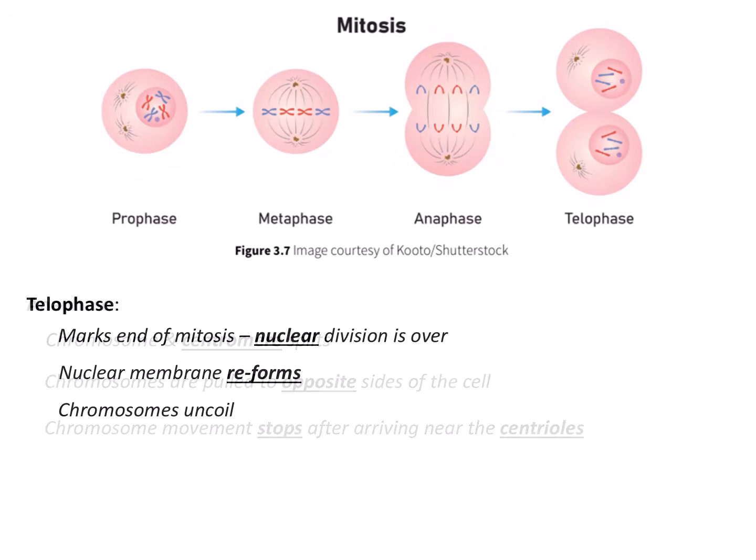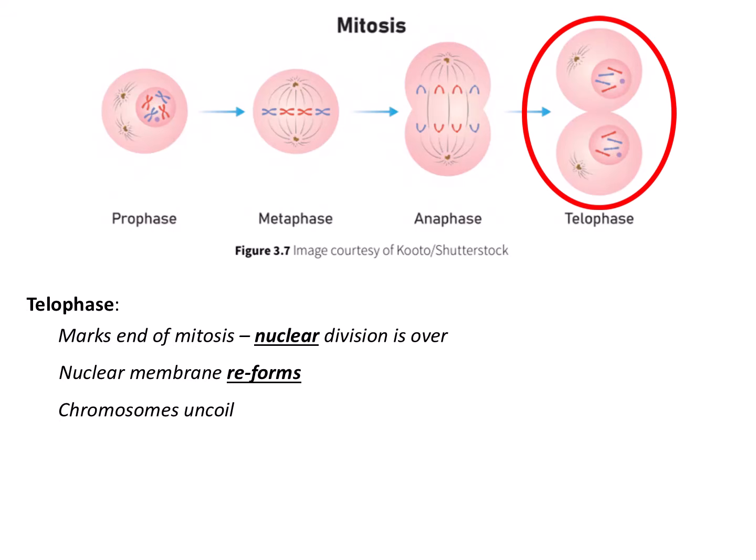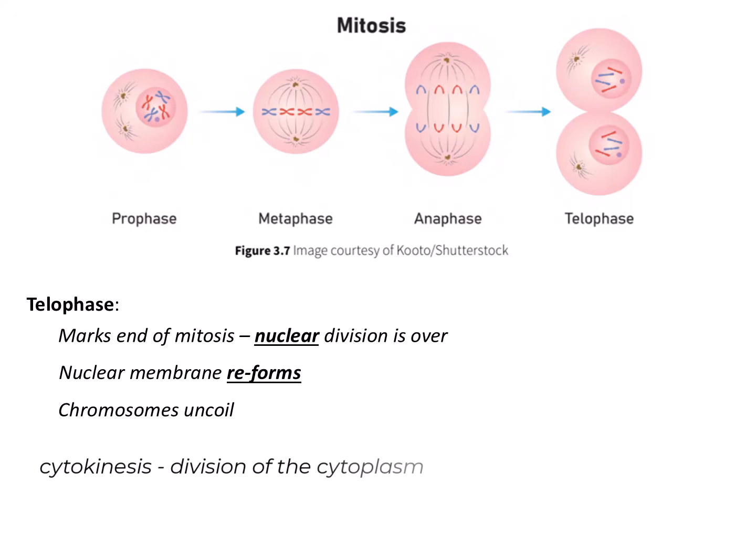From here, we enter telophase. Telophase marks the end of mitosis, and in this case, nuclear division is now over, and the nuclear membrane will reform. The chromosomes will uncoil to form chromatin. During telophase, cytokinesis will begin with a little indentation that forms. This is called the cleavage furrow. Cytokinesis will continue until the division is complete and 2 separate daughter cells are formed. This marks the end of cell division.